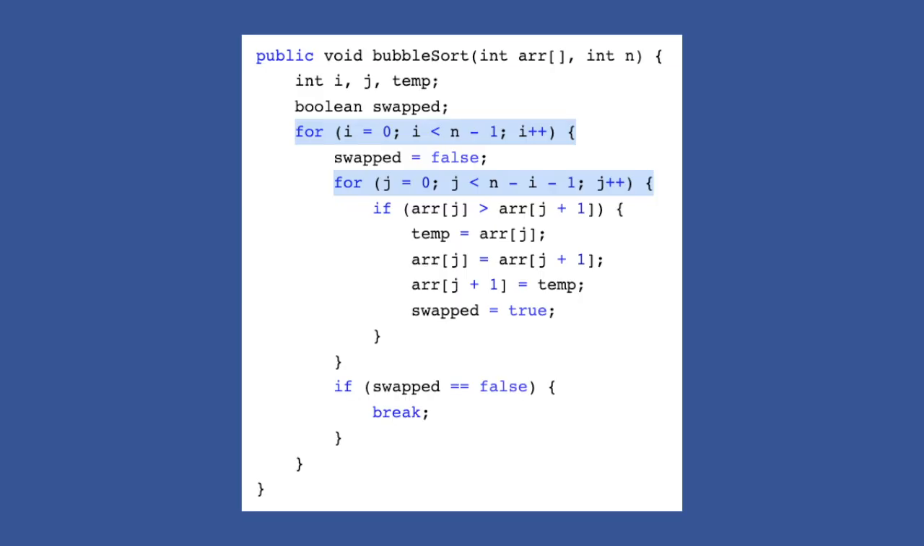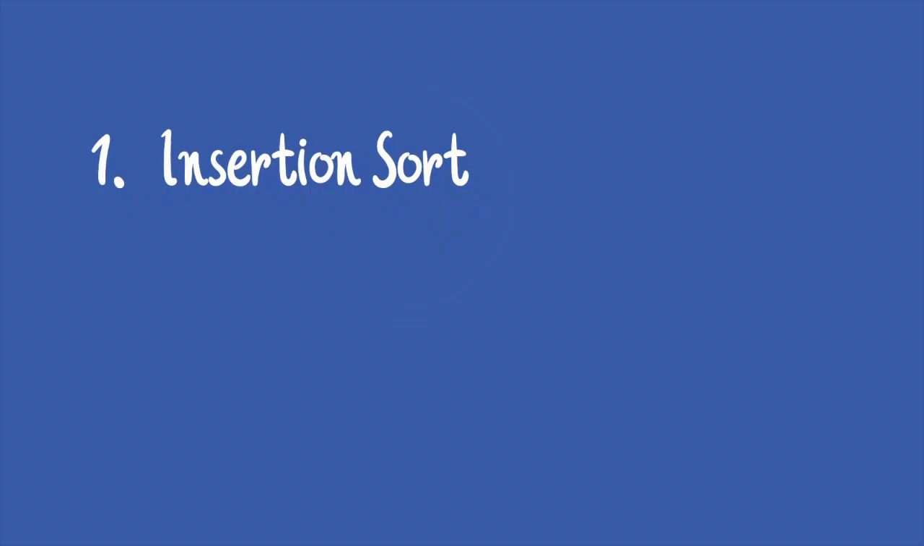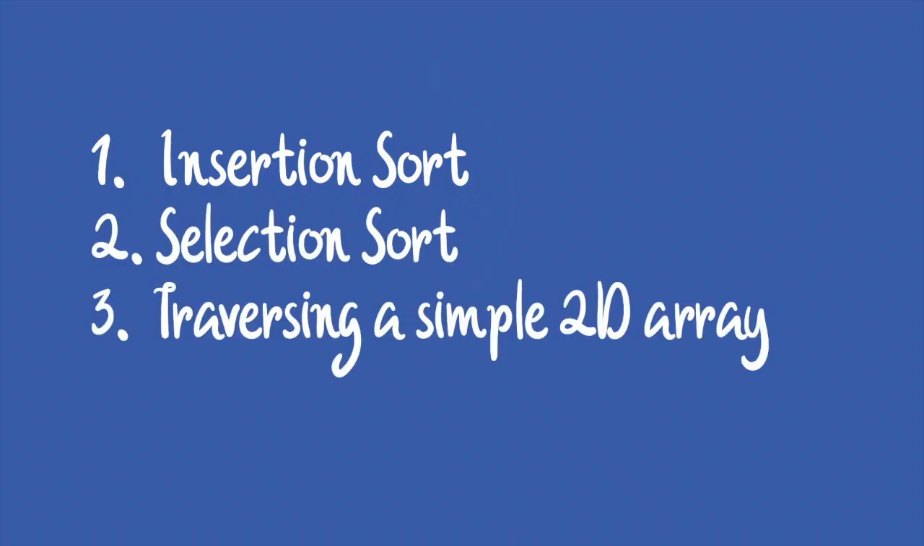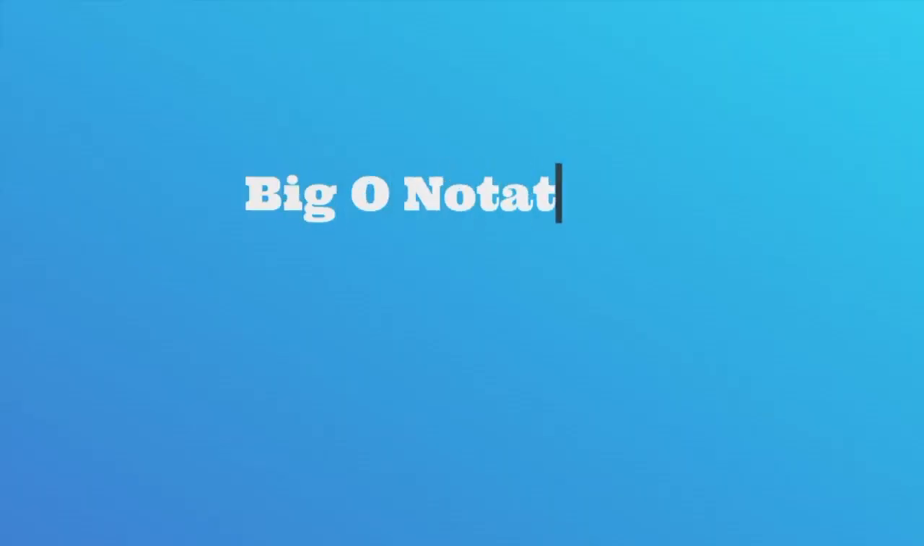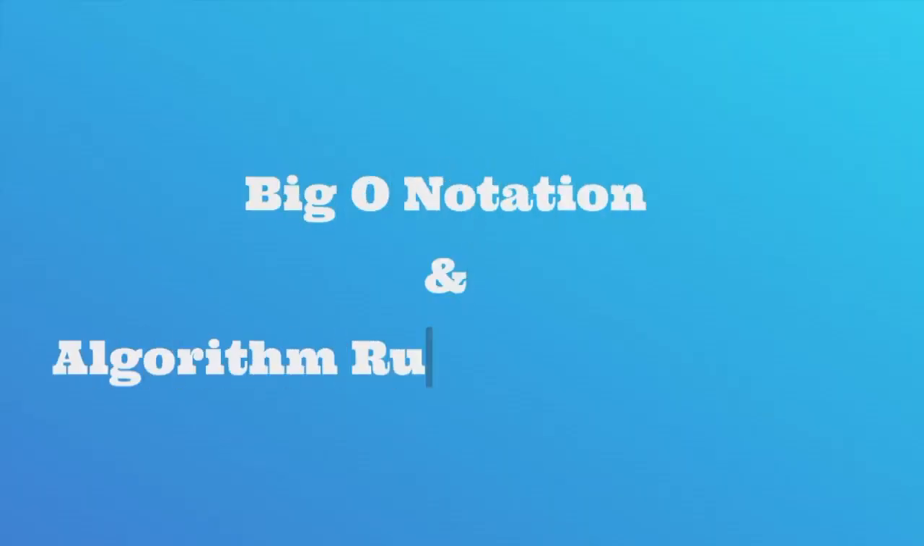If we look at the implementation of bubble sort, we can see that there is one nested loop that iterates through the input data inside another loop that iterates through the input dataset. This is a clear indication that bubble sort has the runtime complexity of big O of n squared. Some other examples of algorithms that take big O of n squared time are insertion sort, selection sort, and traversing a simple 2D array. So that wraps up this tech talk on big O notation and algorithm runtime analysis.